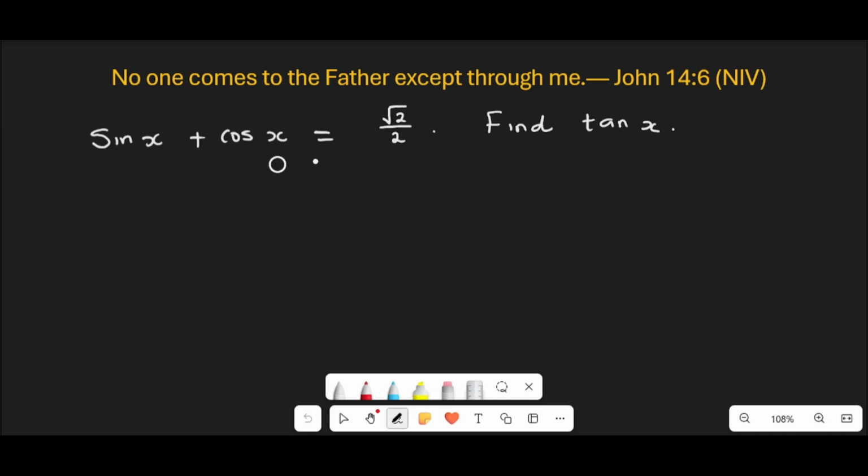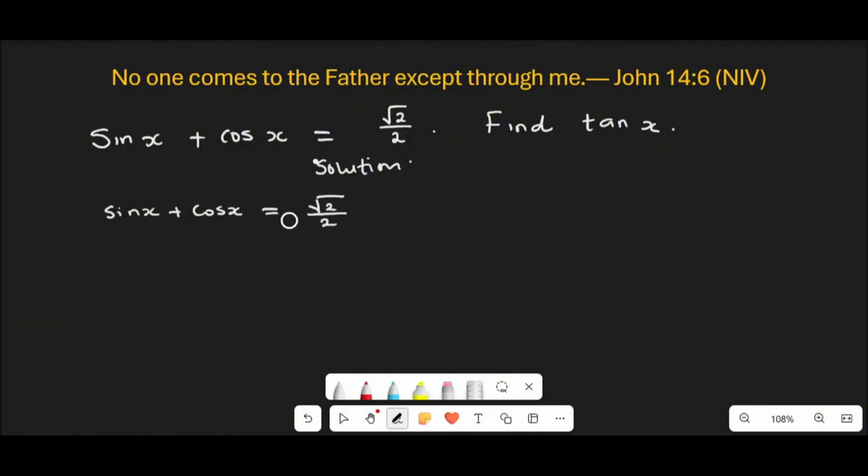Hello everybody, in today's tutorial we want to find tan x. Solution: sin x plus cos x equal to root 2 over 2.